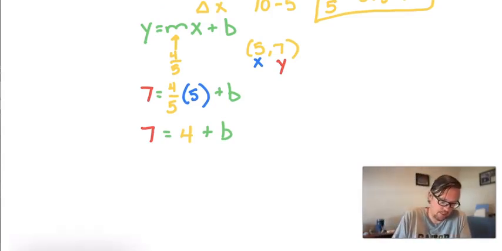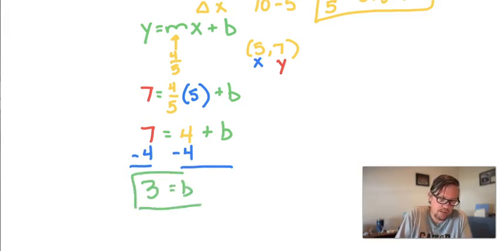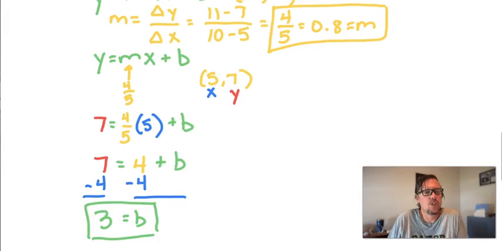So we know that b is 3, but if you can't just look at this and tell, we can subtract 4 on both sides to get the answer for sure. 7 minus 4 is 3. So b equals 3. Which we were kind of expecting. Remember we said we thought our b was going to be somewhere about 2.5 to 3.5, and it's right in the middle, it's at 3. So our slope was 4/5 or 0.8, and our b is 3.